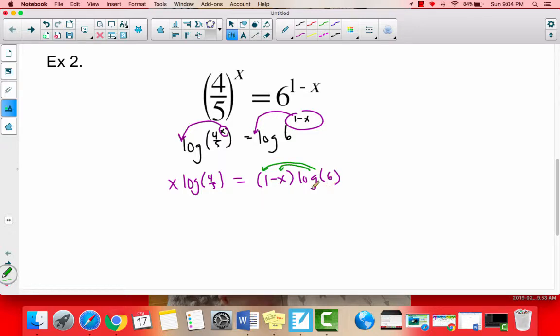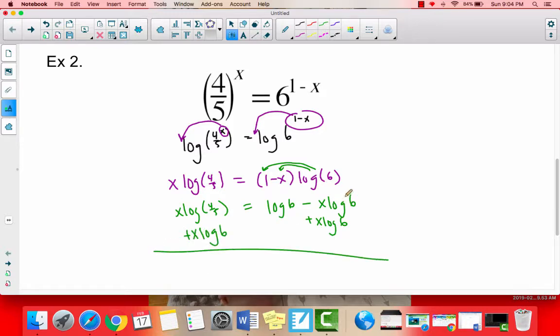And I can do that because log of 6 is just a number, so it's like I'm distributing a number. So when I rewrite this, I'd have x log of 4/5 equals the log of 6, because that's 1 times log of 6, minus x times the log of 6. So this is just because I distributed. Okay, and now I'm going to try to get all of my x's on one side. So what I'm going to do is add this x log of 6 to the left.